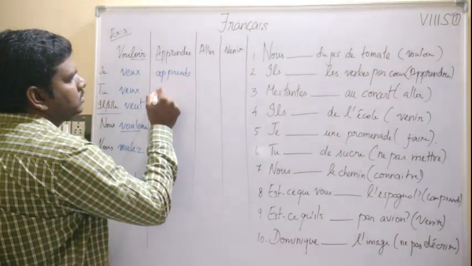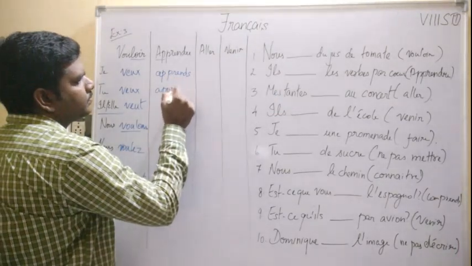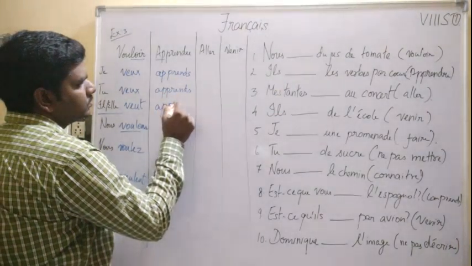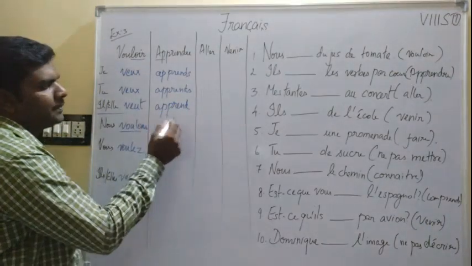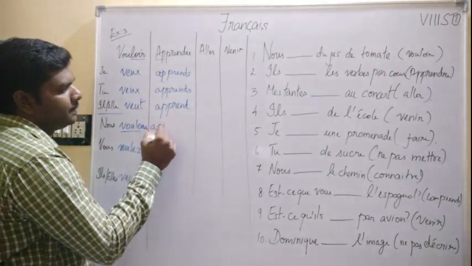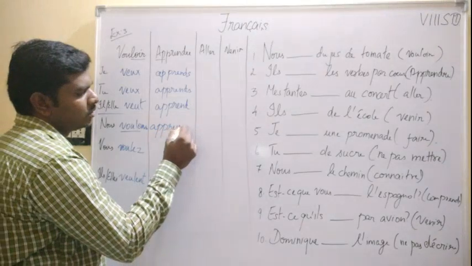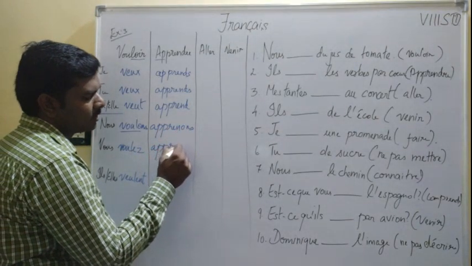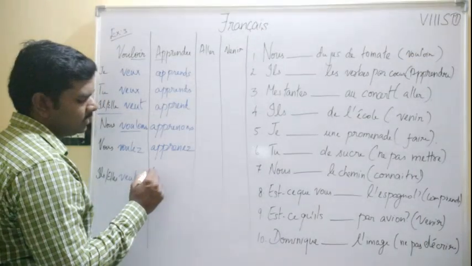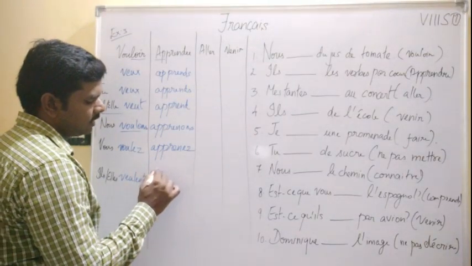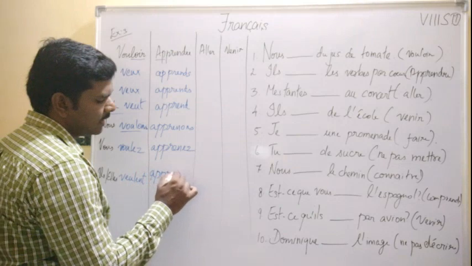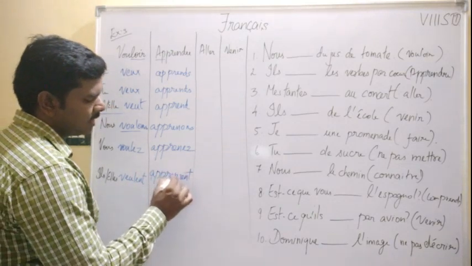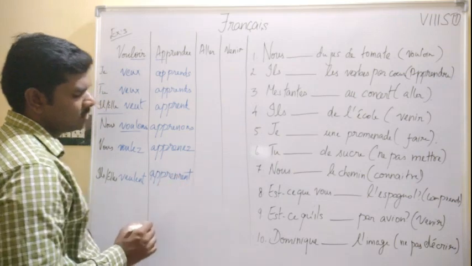J'apprends, tu apprends, il apprend, elle apprend, nous apprenons, vous apprenez, ils apprennent, elles apprennent. This is not M, this is N.